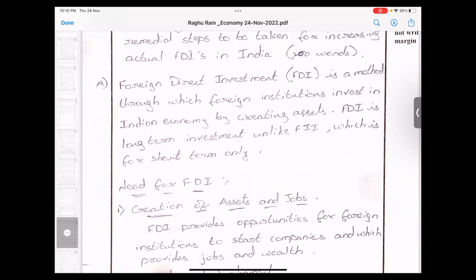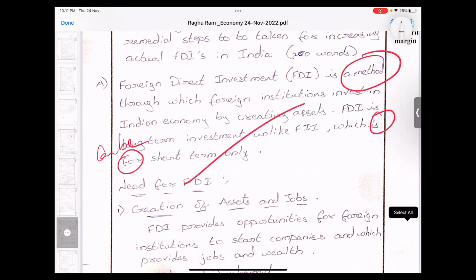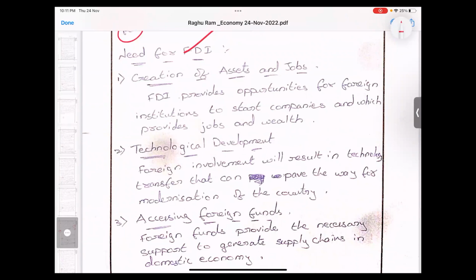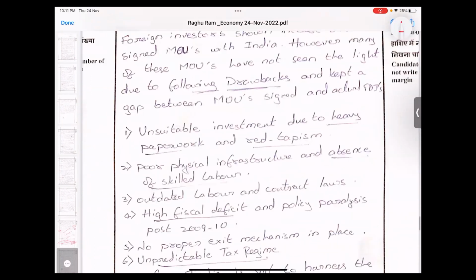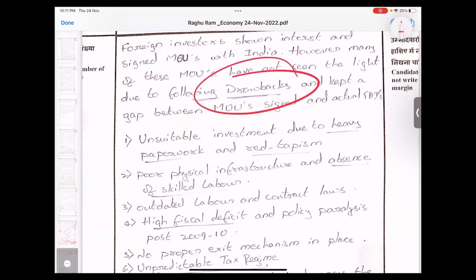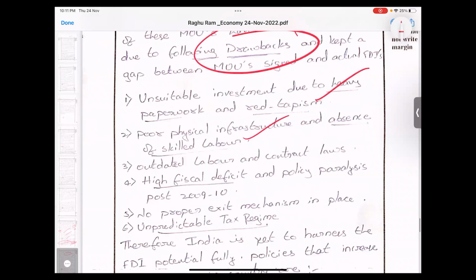I'm doing Raghu's today. It's not a method, it is a way. Which can be short term. FIIs are definitely short term, but I don't say that they are only short term. Accessing foreign funds means encouraging foreign investors, right? Like this. Raghu, clear? Yes, sir. Accessing foreign funds means we don't want any foreign funds, right? Okay. Be careful in writing all these extreme statements.